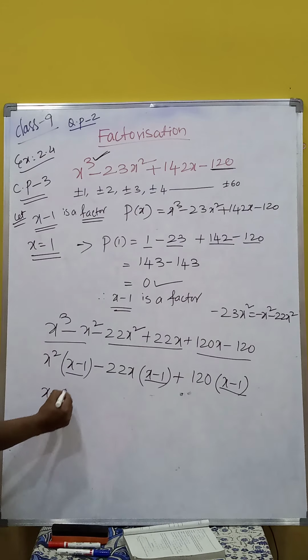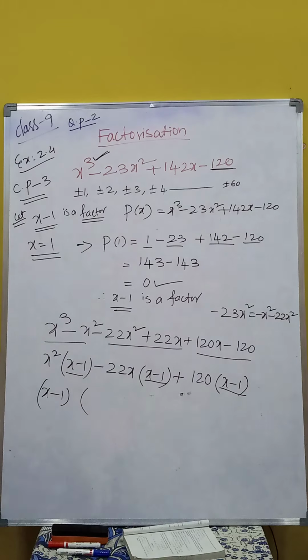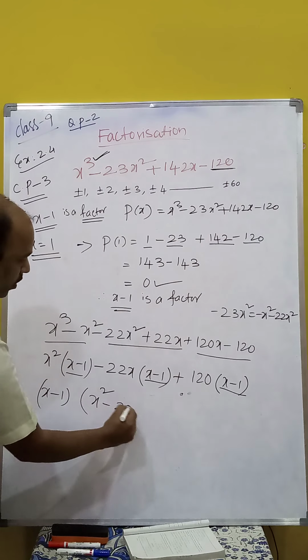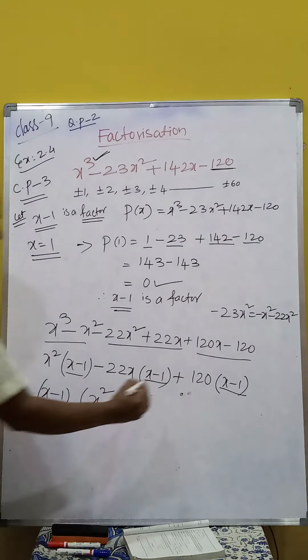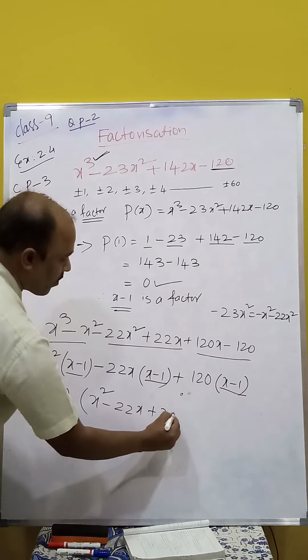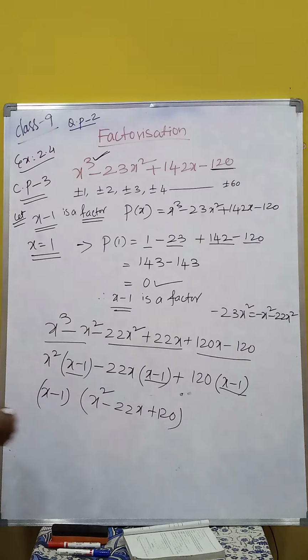Then x minus 1 into what is the remaining in first term? x square. In middle minus 22x, plus 120. Now x minus 1 separated, we got now quadratic polynomial again, x square minus 22x plus 120. Now normal factorization. In the previous class we discussed how to factorize the quadratic polynomial. That we can do it now.